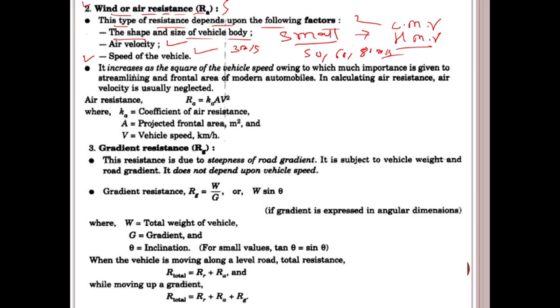Air resistance increases as the square of the vehicle speed, owing to which much importance is given to the streamline shape and frontal area of modern automobiles. In calculating the air resistance, wind velocity is usually neglected. We calculate with this formula: air resistance equals K into A into V squared. K is the coefficient of air resistance, and A is the projected front area. This is our vehicle, suppose.